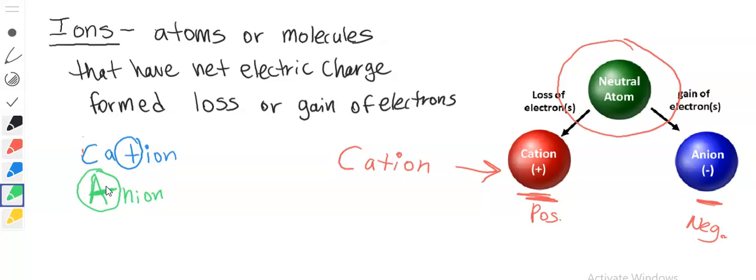Okay? So these are awesome things to understand. Okay? So cations are positively charged ions, positive ions, and anions are negatively charged ions. Okay? All right. Okay. So here I show another demonstration of an example of ions.